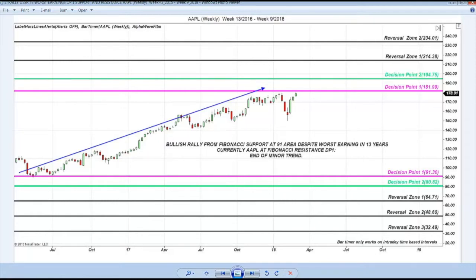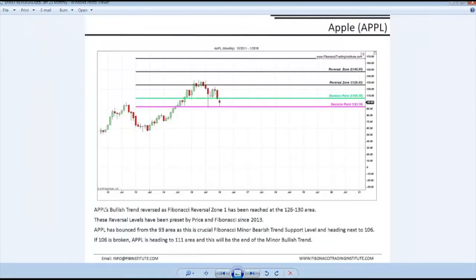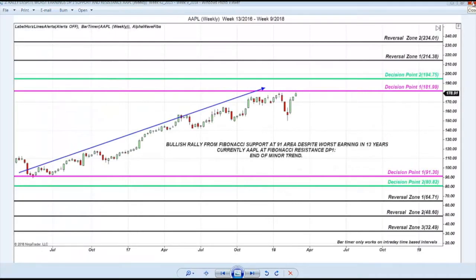If you remember, when Apple was at 91, Apple came out with the worst earnings in 13 years. This was key support on Apple in 2015-2016. What do I say? As posted throughout social media, LinkedIn, YouTube channels: as long as this support is respected, Apple will rally. Horrific earnings don't mean a thing. Fibonacci support means everything.